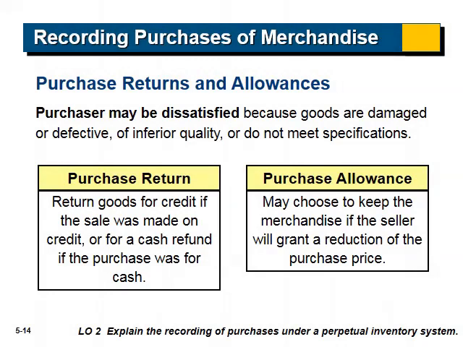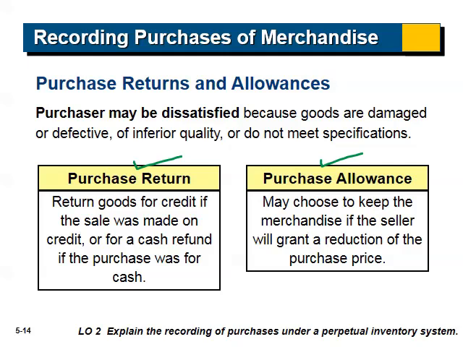What about purchase returns? If you're dissatisfied and you decide to return it, maybe it's damaged, defective, whatever reason, you buy a shirt, it doesn't fit, you buy shoes, they're too wide, whatever. And so we have a purchase return, which is you're just returning it to get credit or get a cash refund, or an allowance, which means you might get a discount.